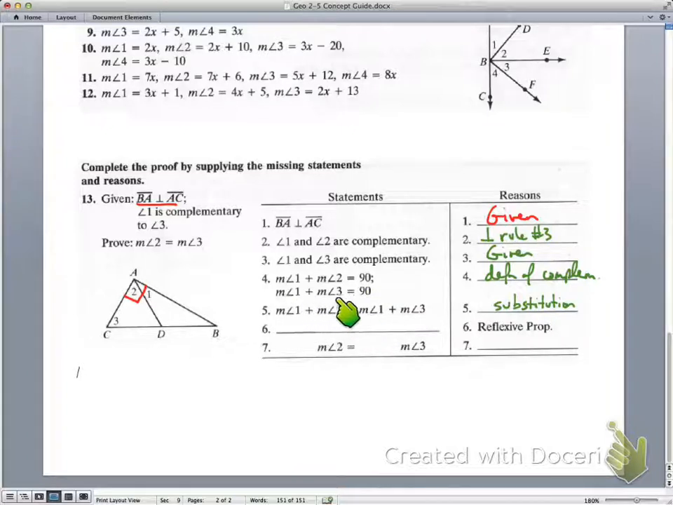Measure angle 1 plus angle 3 took the place of that 90 right there, because it's also equal to 90. What's going to have to go into this reflexive property so that we can end up with measure angle 2 equals measure angle 3? The spacing down there helps you out a little bit. But measure angle 1 equals measure angle 1, which allows us to subtract measure angle 1 from both sides. Hopefully we'll be getting better and better at that.